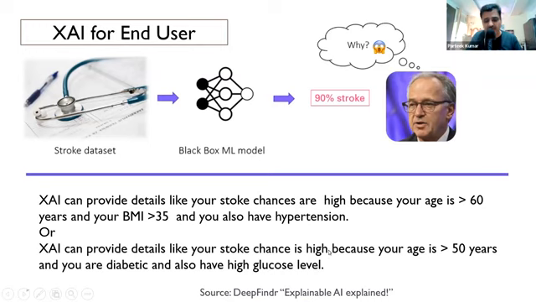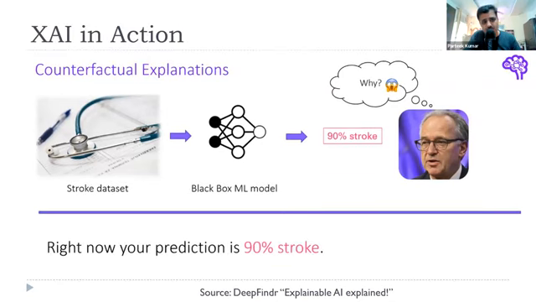Or explainable AI can generate an explanation like: your age is greater than 50, you are diabetic, and you have a high glucose level. So these are the reasons that you have high chances of stroke. Explainable AI algorithms are capable of generating these kinds of explanations to satisfy the end user or to generate trust in our existing AI systems. Explainable AI can go one step ahead, and it can generate counterfactual explanations. What is it called? Counterfactual explanation.